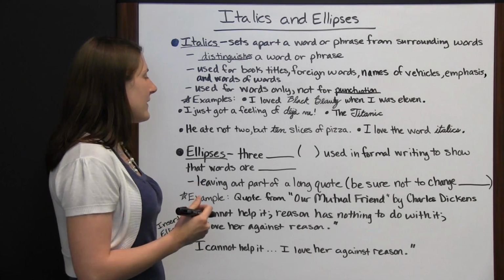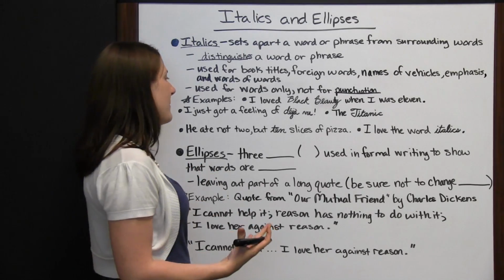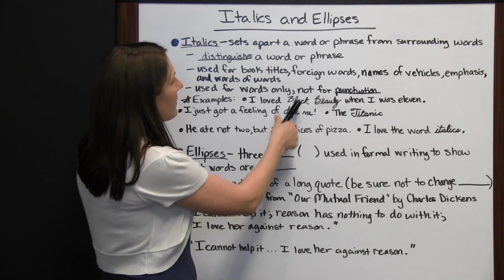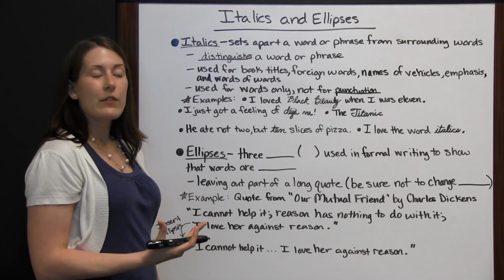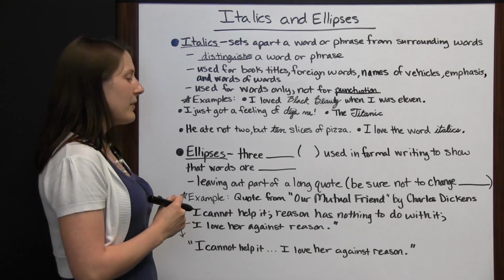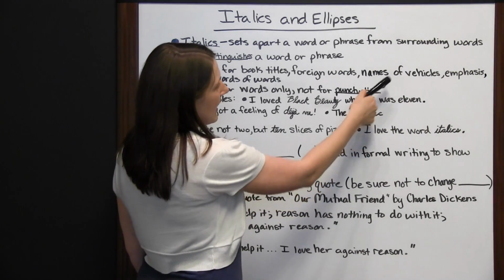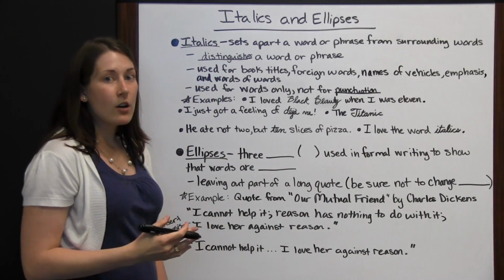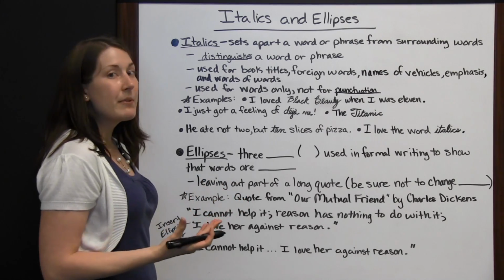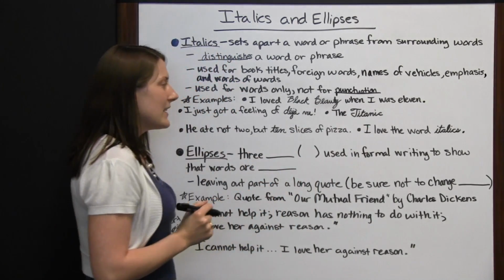I just got a feeling of déjà vu, that feeling that something's happening that's already happened before. Déjà vu is a foreign word or foreign phrase, and so it is put in italics to set it apart from the rest of the sentence. The Titanic. The Titanic is the name of a vehicle. This could be cars, it could be ships, it could be planes. Any vehicle, the name of it is going to get italicized.